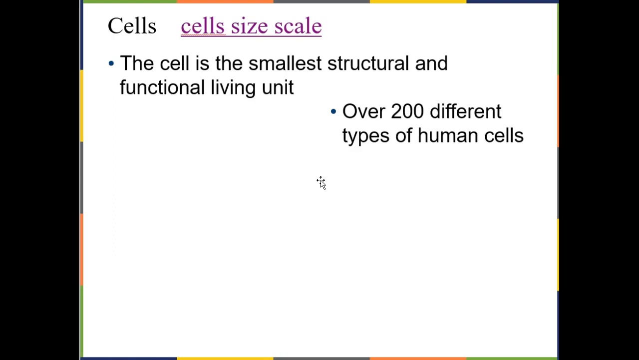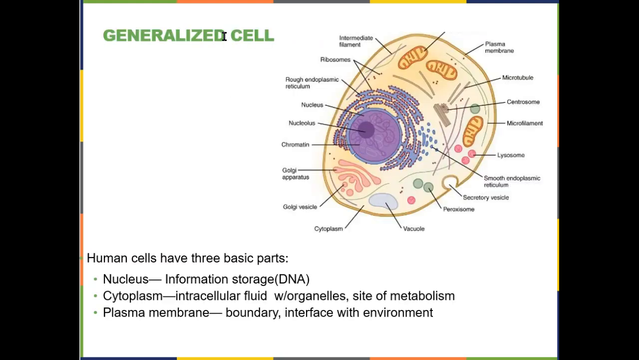Let's see, there's no new information on this page. If you click here, it takes you to a cool little website where you can look at different sizes of different things. You basically zoom in past a coffee bean, a grain of rice, and then big cells, small cells, all the way down to a carbon atom. It's kind of cool. But this is what we really need to talk about, which are cells.